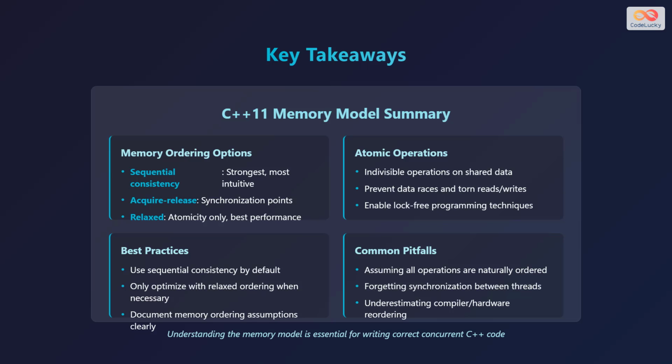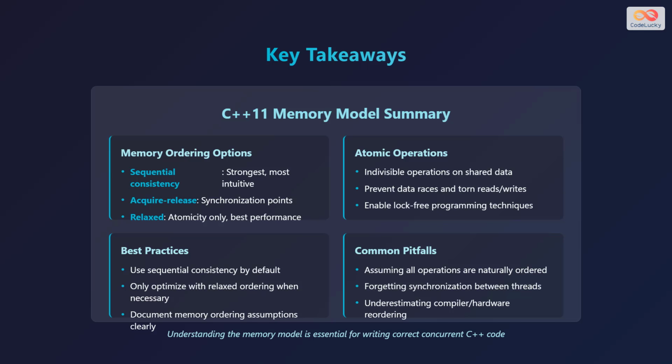Here's a summary of the key takeaways from our discussion on the C++11 memory model. There are different memory ordering options, with sequential consistency being the strongest and most intuitive, acquire-release providing synchronization points, and relaxed offering atomicity only for best performance. Atomic operations provide indivisible operations on shared data, preventing data races and torn reads or writes, enabling lock-free programming techniques.